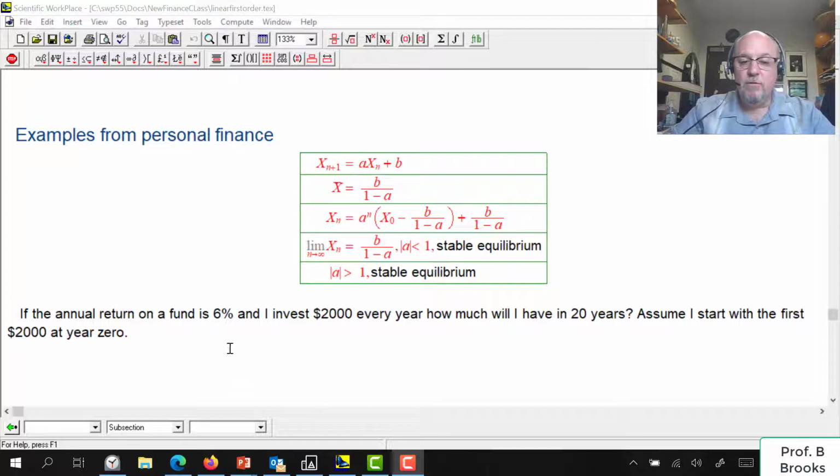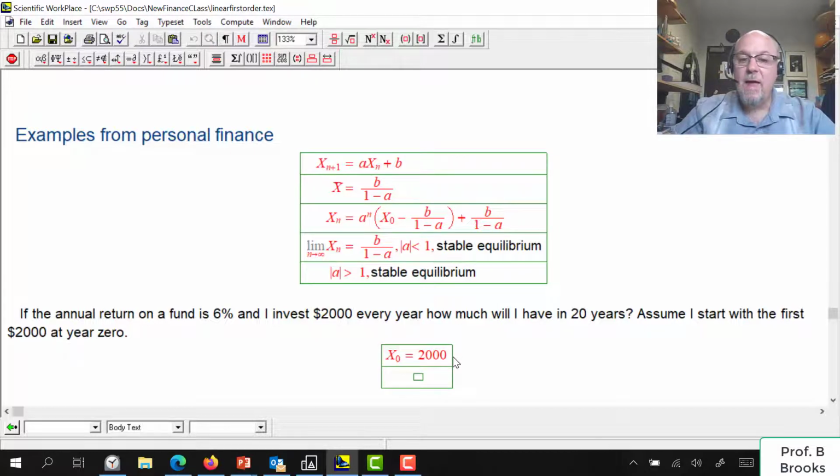The annual return on an investment fund is 6%, and I invest $2,000 every year. How much will I have in 20 years? Okay. And I'm assuming that I start with the first $2,000. So when I put the first $2,000 in, that's X sub 0, X naught. So my assumption is that X naught is equal to 2,000. So I walk in, start the fund with 2,000.